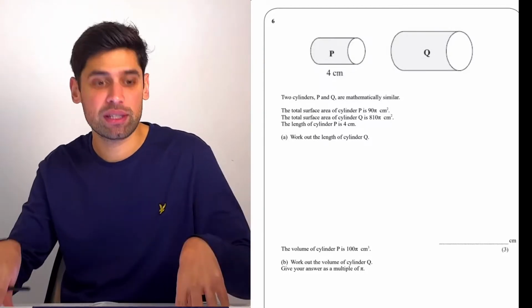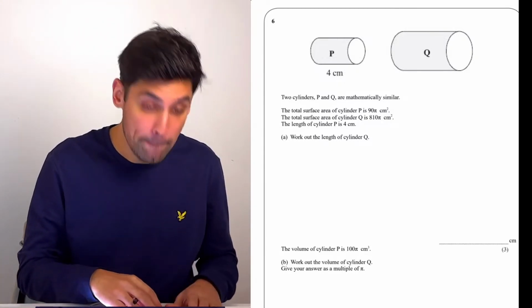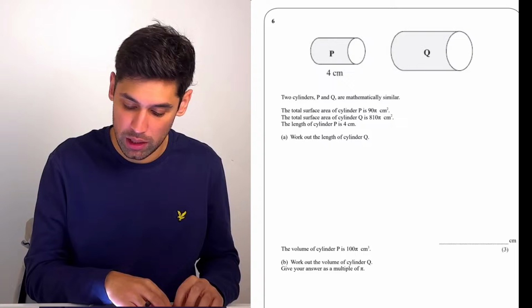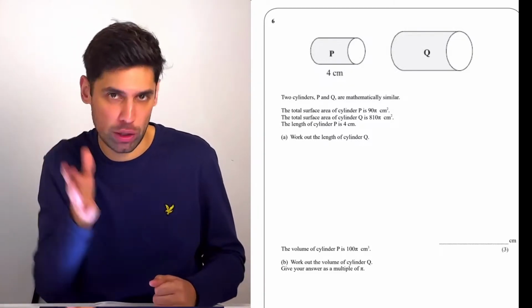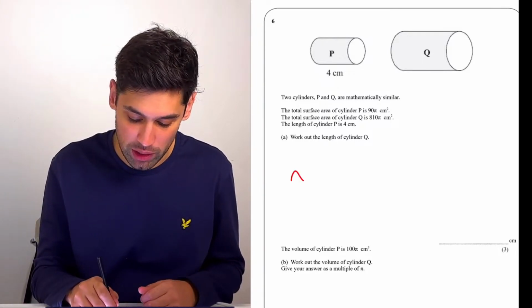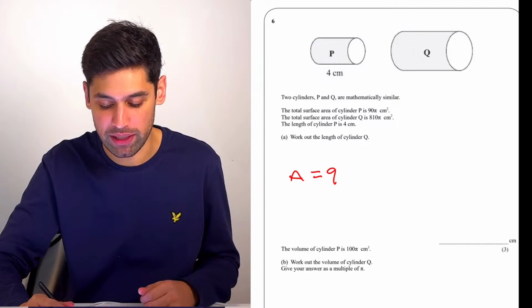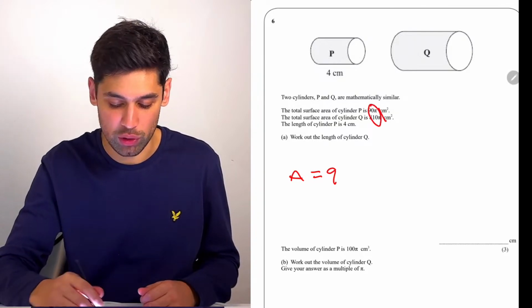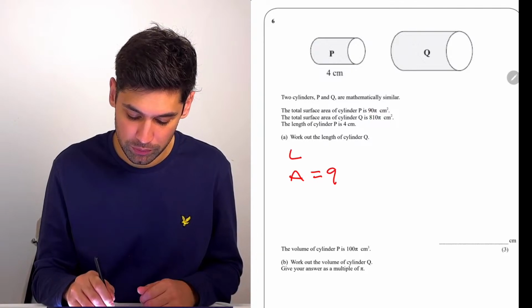So we find the area scale factor by dividing. So 810 pi divided by 90 pi. When you put that into your calculator, the pi's just naturally cancel each other out. So it's 810 divided by 90, which means the area scale factor is 9. And we can see that quite clearly: 90 pi times 9 gives you 810. So it always makes sense.